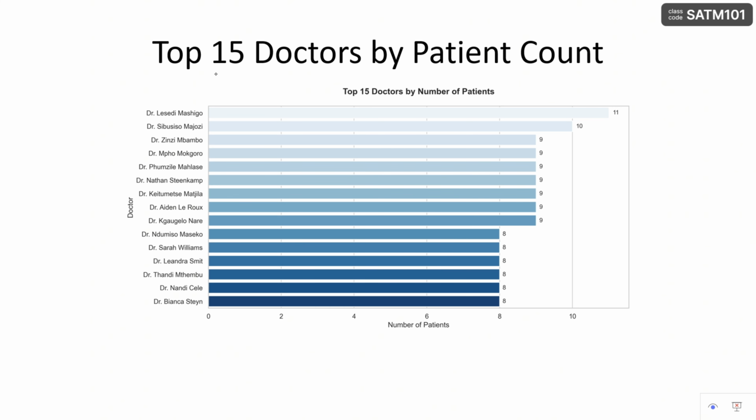So here we're going to interpret the top 15 doctors by patient count. How is this going to help us? This is going to help us identify our top performing doctors on the medical team. We can see that Dr. Lisedi, Dr. Sibusiso and Dr. Zizi are among the top caregivers, and all top doctors are handling 2 to 10 patients each. So this shows team strength: distributed expertise, with skill spread across our medical team; collaborative capacity, with multiple doctors sharing patient load; and quality focus, managing patient numbers for quality care.